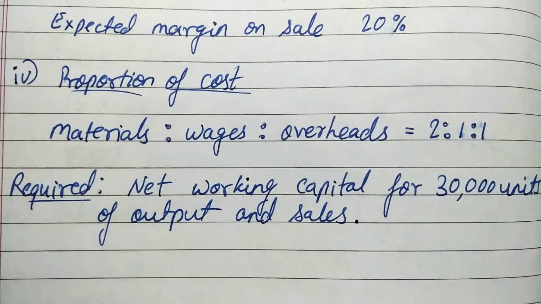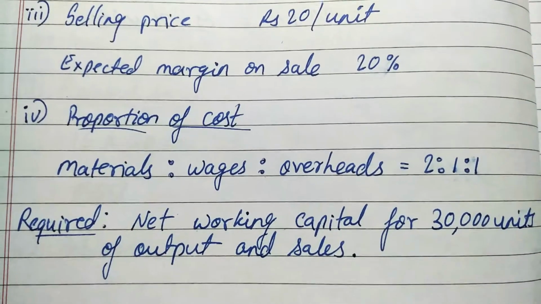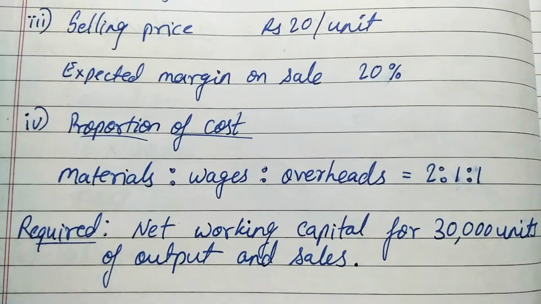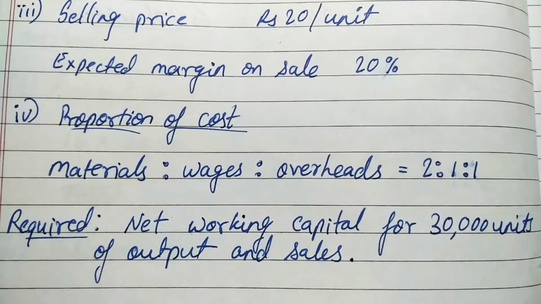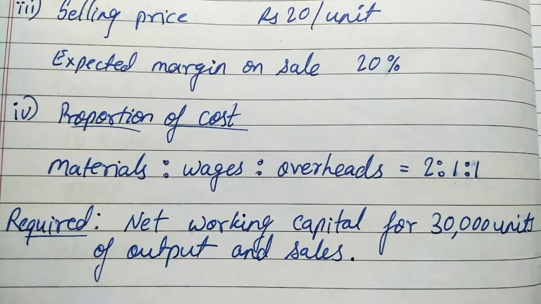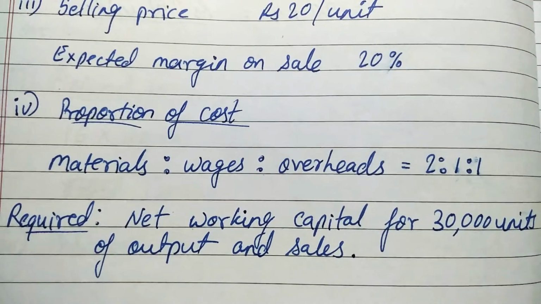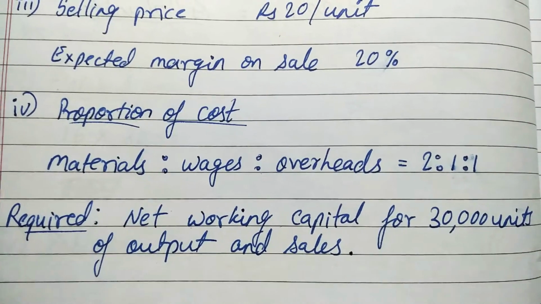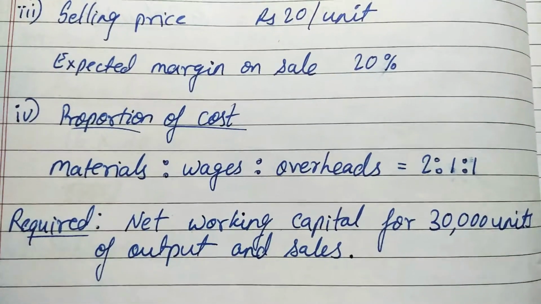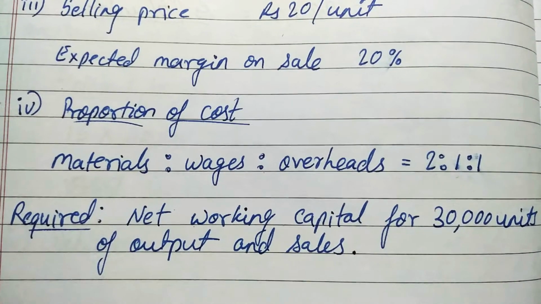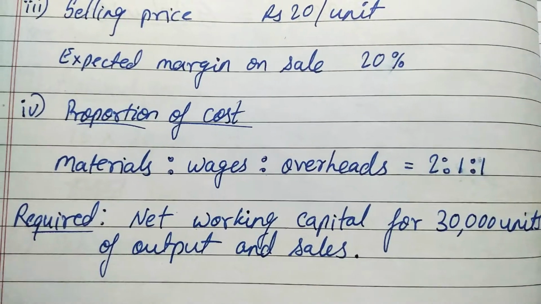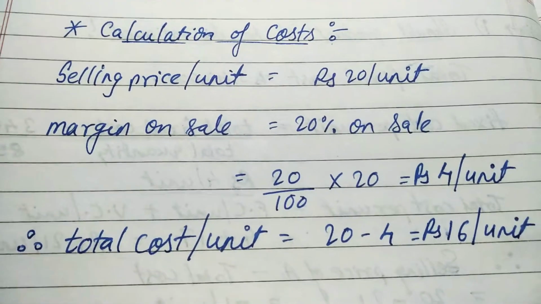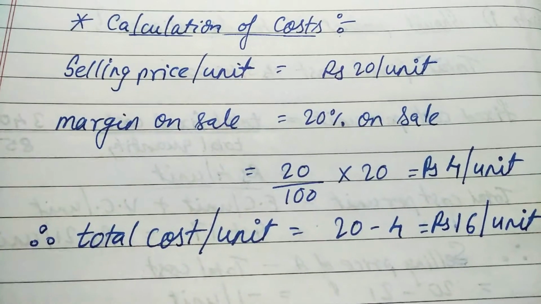So if we look at this question, what is important, before going to the working capital statement, is that we will have to calculate the individual costs first: the total cost per unit, materials cost per unit, wages per unit, and overheads per unit. Once we get this information, only then can we frame the working capital required statement. So let's move to the solution. Like I said, the first part of the solution would be the calculation of costs.